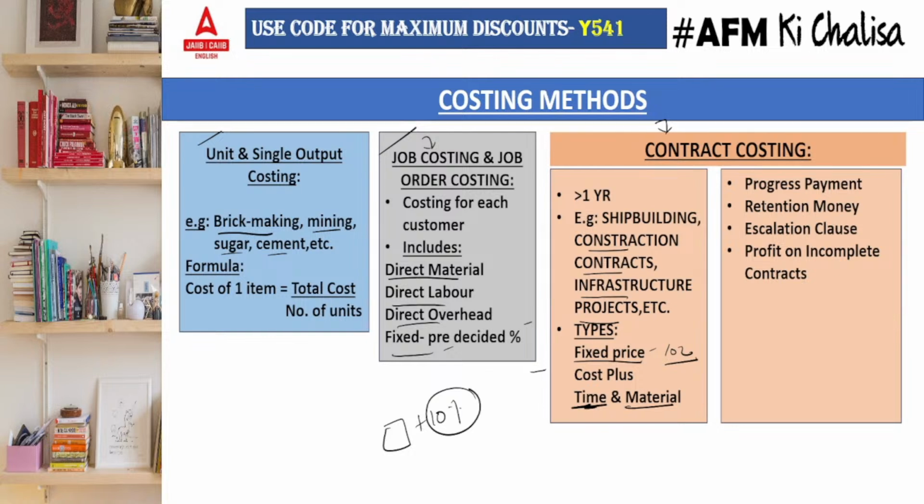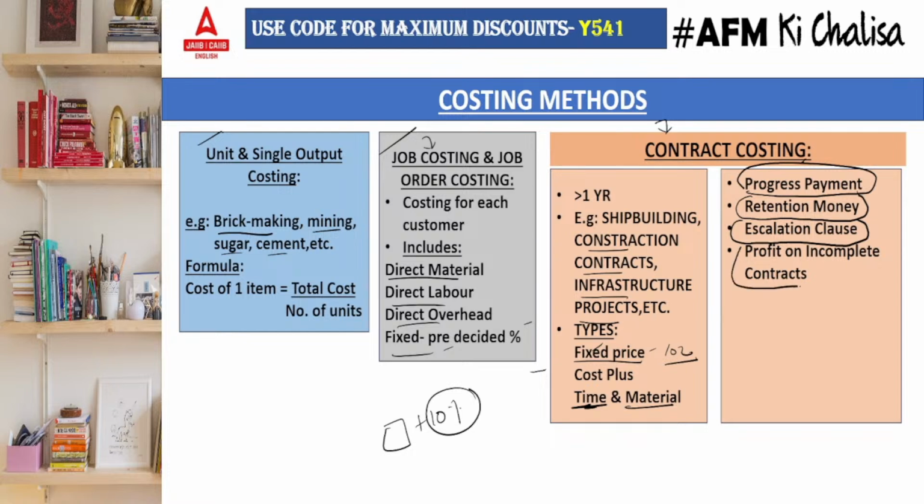Then we have progress payment. We will not make the payment altogether. Once the part which is done, we will pay for that part. Retention money, matlab we will not give the entire money, because if you give the entire money initially only, why would the person complete the work? Escalation clause, if the price of the commodities increases, this particular part is covered by the client. Why should I face inflation on myself?